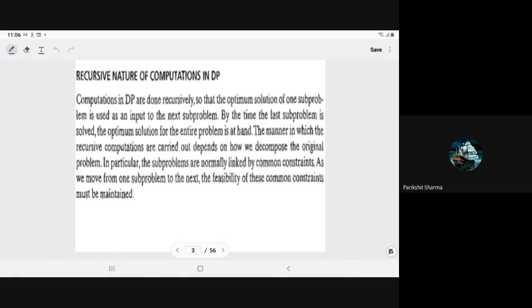In particular, sub-problems are normally linked by a common constraint. So all the sub-problems, meaning stages, are linked by the common constraint. As we move from one sub-problem to the next, the feasibility of this common constraint must be maintained. Means for each stage we have to modify the common constraint, because the common constraint links all the stages or all the sub-problems.